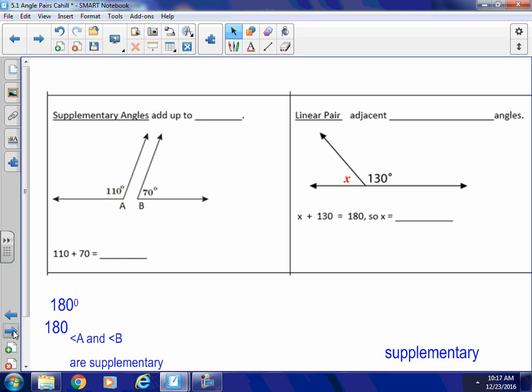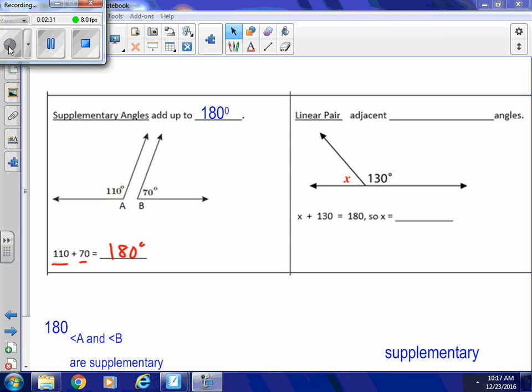Supplementary angles add up to 180 degrees. Angles A and B are supplementary because 110 plus 70 is 180. So I can see angles A and B are supplementary because they add up to 180.